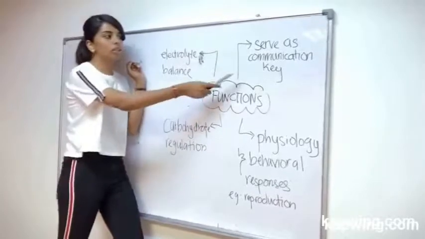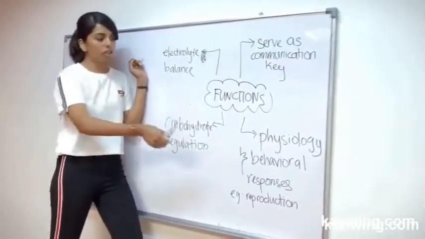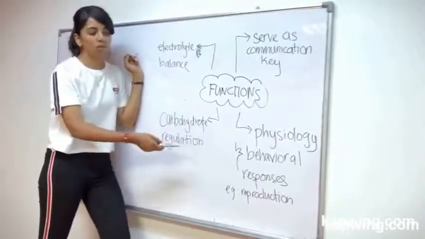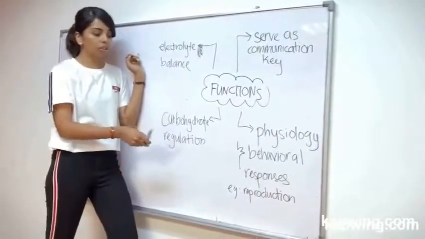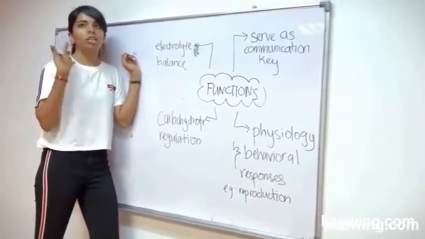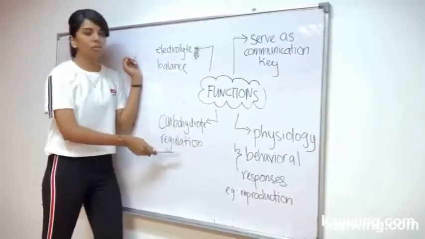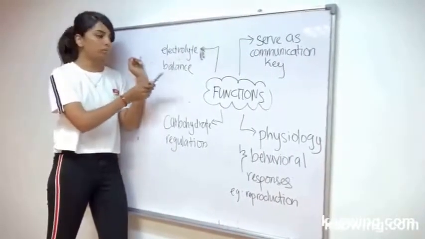The first one is that it serves as a communication key because steroid hormones are chemical messengers. Second, it plays a role in your physiology and behavioral responses. Example, your reproduction. It will help in your secondary sexual maturation, and also it helps in carbohydrate regulation, followed by electrolyte balance.